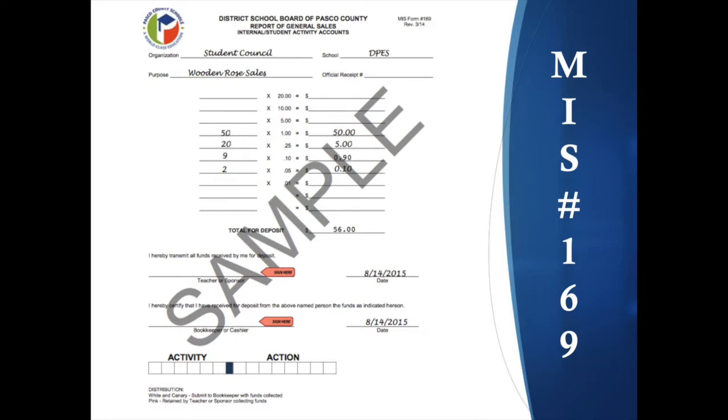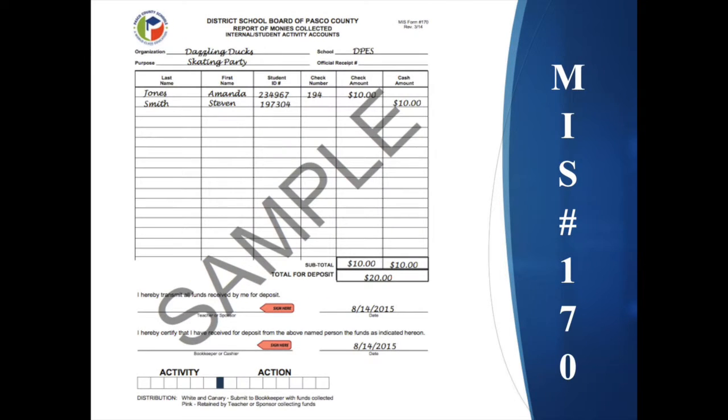MIS 169 is used for low-cost general sales items like car washes or flower sales. MIS 170 is used for monies collected from individuals or groups for t-shirts, field trips, fundraisers where refunds can be given, and donations that are either restricted or unrestricted. You must use a separate monies collected form for each type of collection or submission. You may not use one form to collect funds for a field trip and a t-shirt sale.